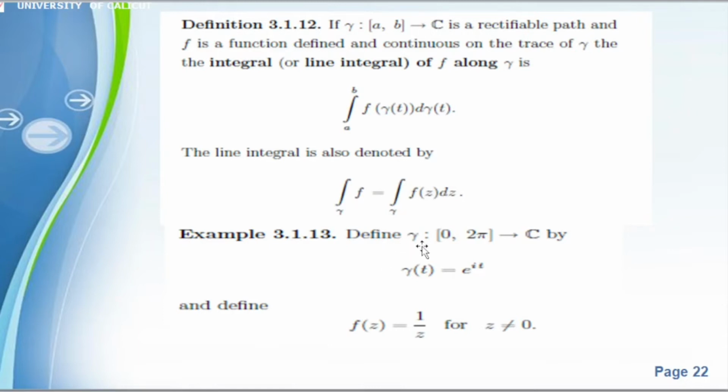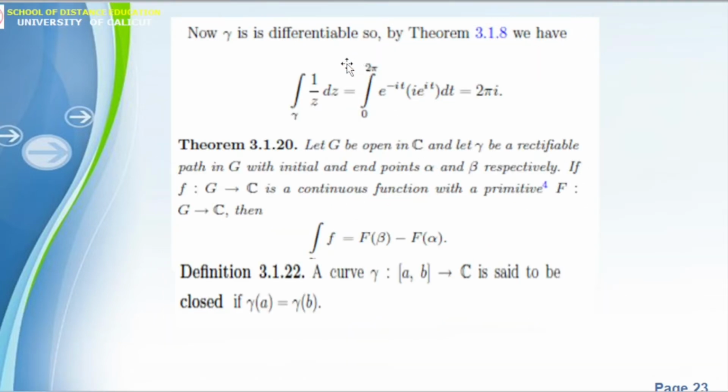Consider gamma, a function from the closed interval 0 to 2 pi to C, defining a circle by gamma of t equal to e raised to it. Then define f of z equal to 1 by z for z not equal to 0. Now gamma is differentiable, and we have the integral of 1 by z dz equal to the integral over 0 to 2 pi. Substitute the value z equal to e raised to it, so we get e raised to minus it into dz, that is i e raised to it dt.